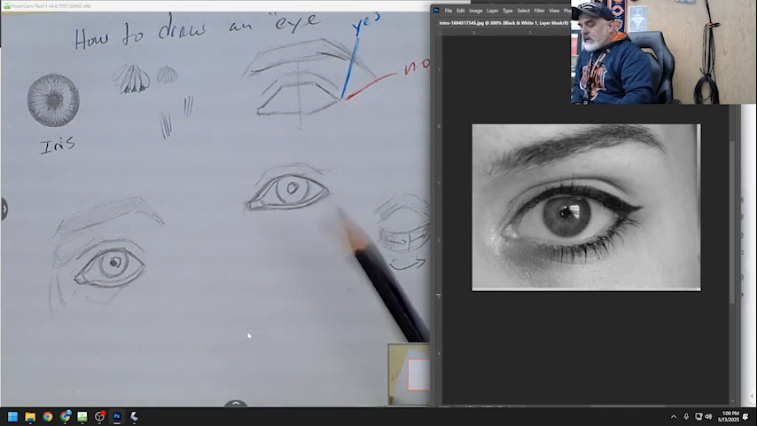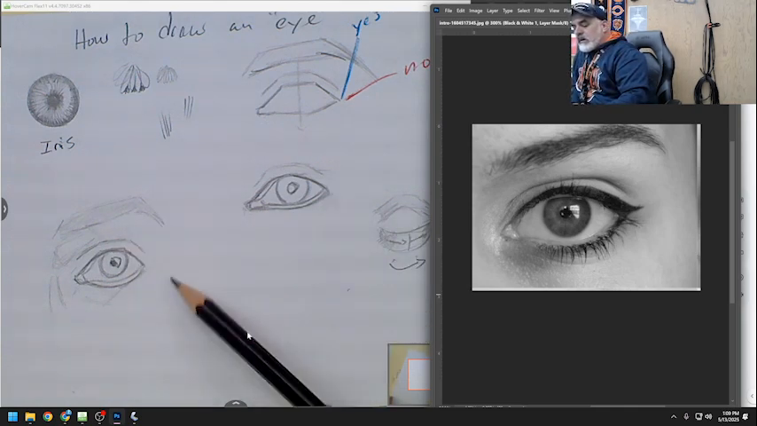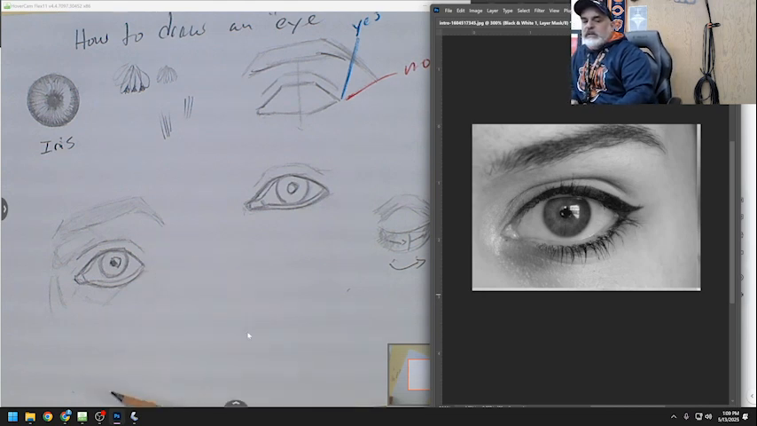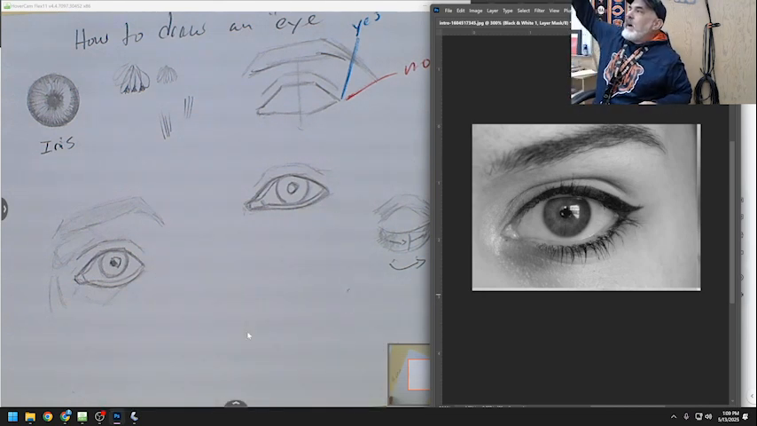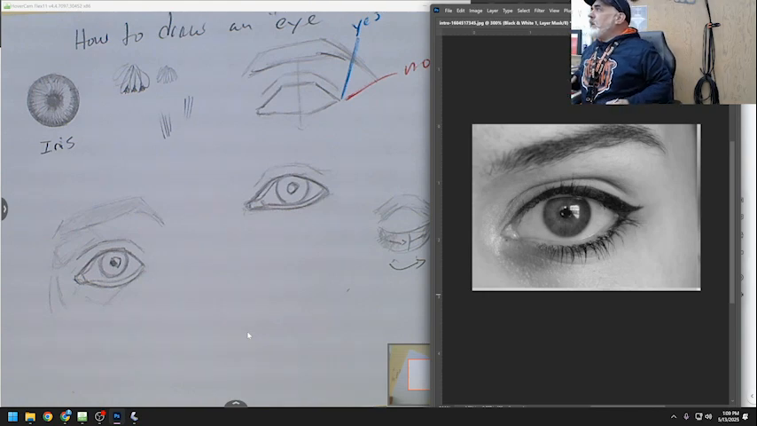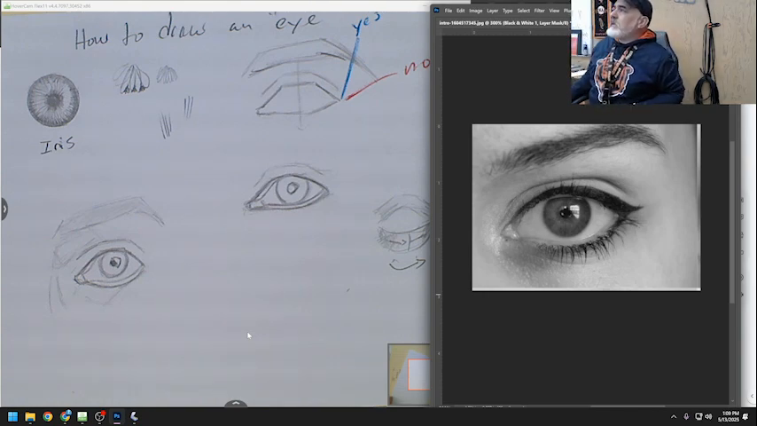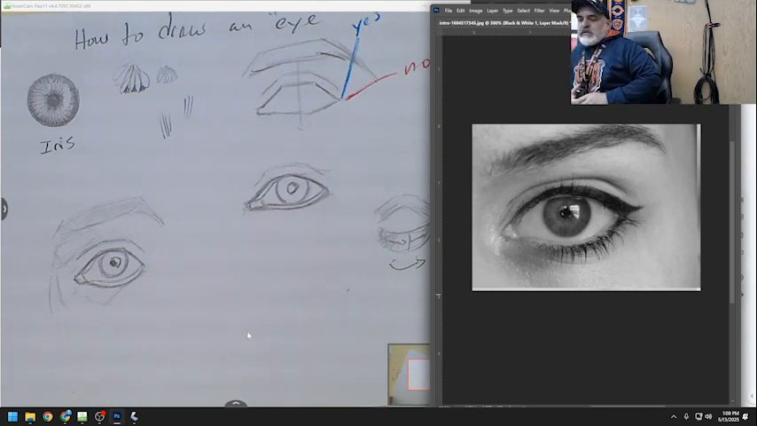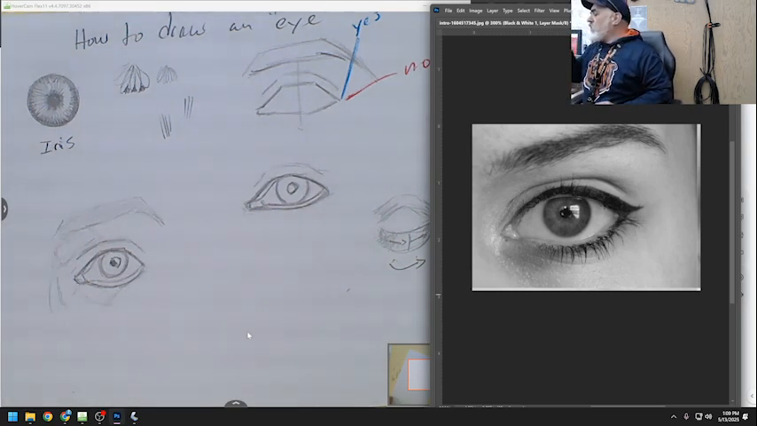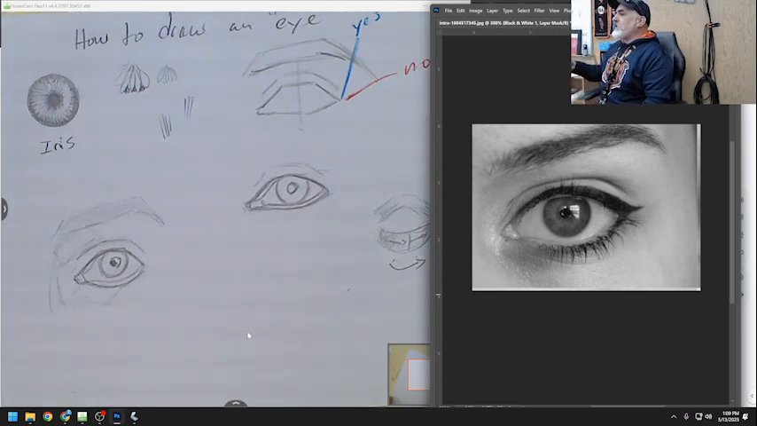So I'm going to give you guys a second. I want everyone to have their eye laid out, and then we're going to go about how do we shade the eye, how do we do the eyebrow, and then the eyelashes will be the very last thing that we do. So if you guys can finish up your drawing.